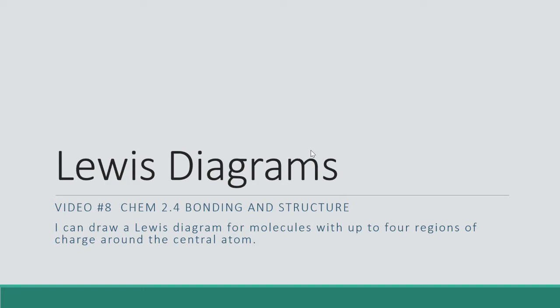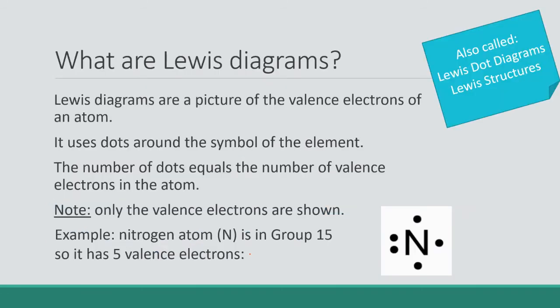So we want to be able to draw Lewis diagrams for molecules with up to 4 regions of charge around the central atom. So I'm going to show you all about Lewis diagrams. Just to note that Lewis diagrams can also be called Lewis dot diagrams or Lewis structures. That's all the same thing. Slightly different names crop up.